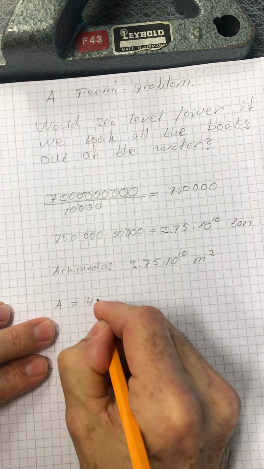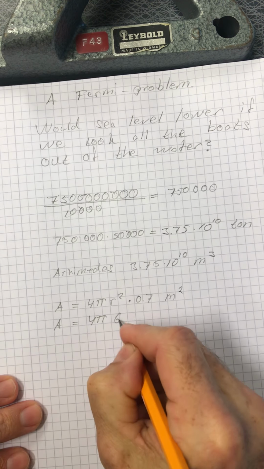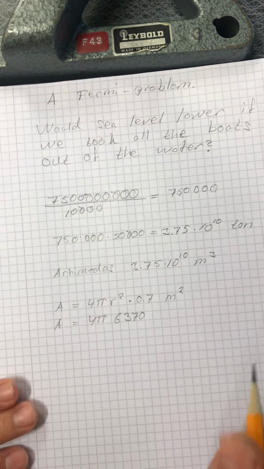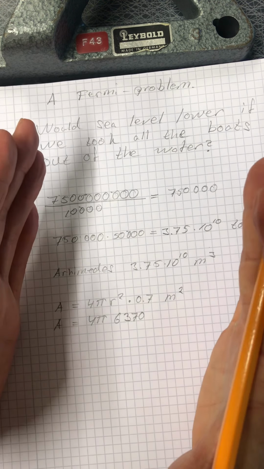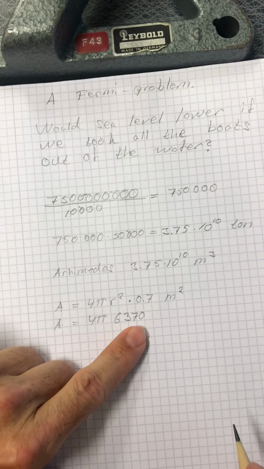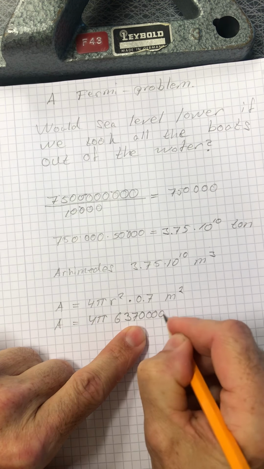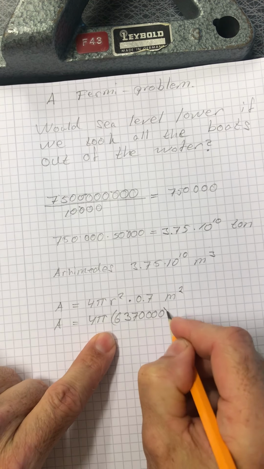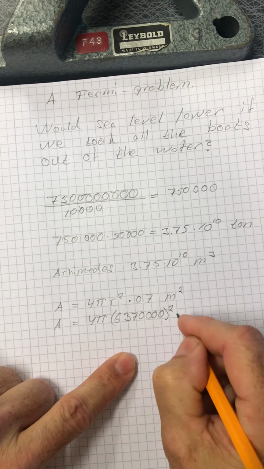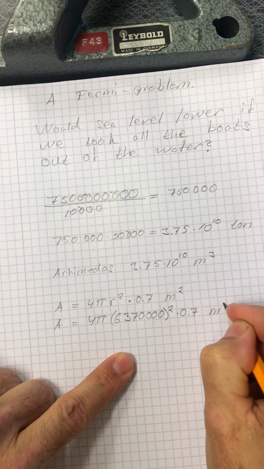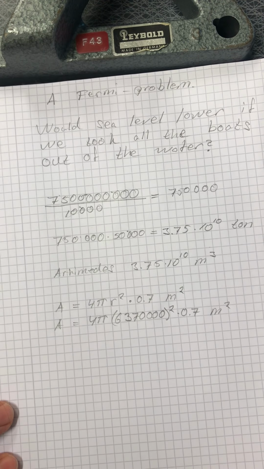So it's 4 pi, and the radius of the Earth is, on average, because it's flattened at the poles and a little bit bigger at the equator, this radius in meters. You square it and you multiply by 0.7 to get it in square meters.